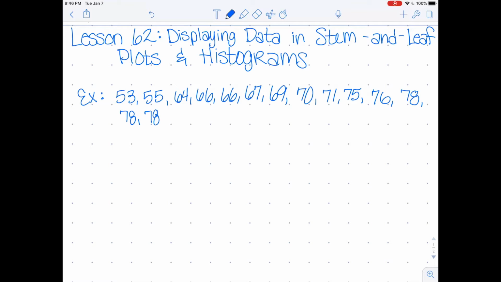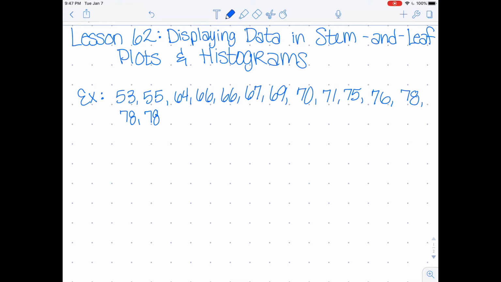Okay, we are on lesson 62, and this is displaying data in a stem and leaf plot and a histogram. So we've talked a little bit about stem and leaf plots before. It's when the first number goes in the left column on a table, and then we're going to list the second number on the right side of the line, and we're just going to keep listing it according to what that first stem number is.